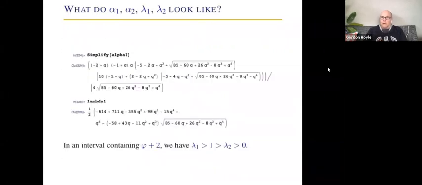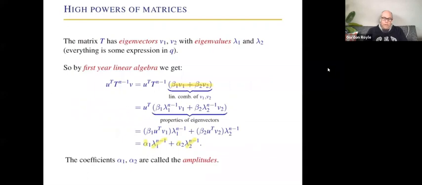This is what they look like for those of you who are curious. So alpha 1 is this expression here, some horrible expression in Q, horrible to us, but easy to Mathematica. And this is lambda 1. And you can just put Q equal 5 plus 2, and we discover that lambda 1 is bigger than 1, and lambda 2 is smaller than 1. So this expression then is basically dominated by this. That expression is going to dominate what happens when n gets large.